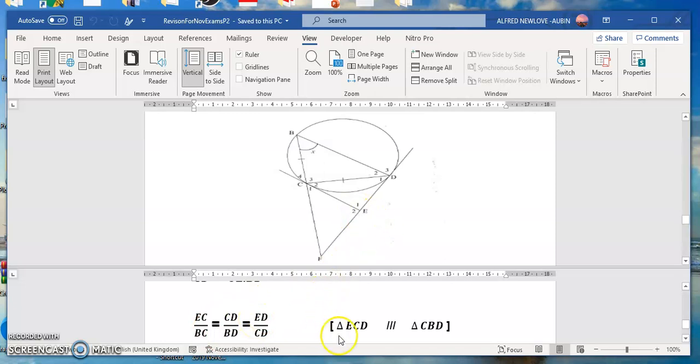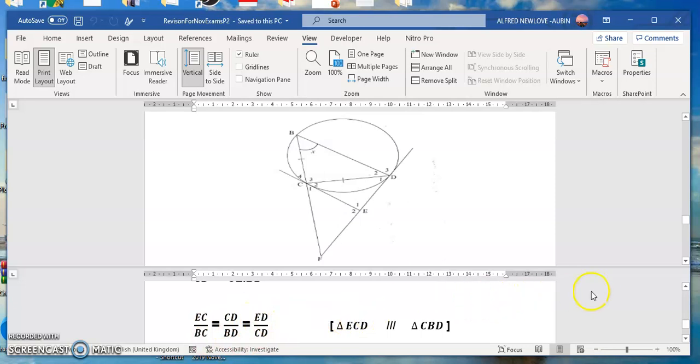So we can say that EC, anytime the question is given, don't change the arrangement. Let the arrangement be the same. So we can say that EC over CB is equal to CD over BD, and it's also equal to ED over CD. Alright, that is what I've written there.